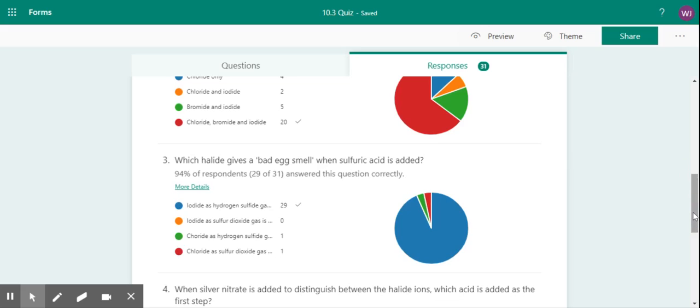Question 3, which halide gives a bad egg smell when sulfuric acid is added? Most of us got this right, but it's the iodide, and it's the iodide because the hydrogen sulfide gas is made. That bad egg smell is hydrogen sulfide gas.